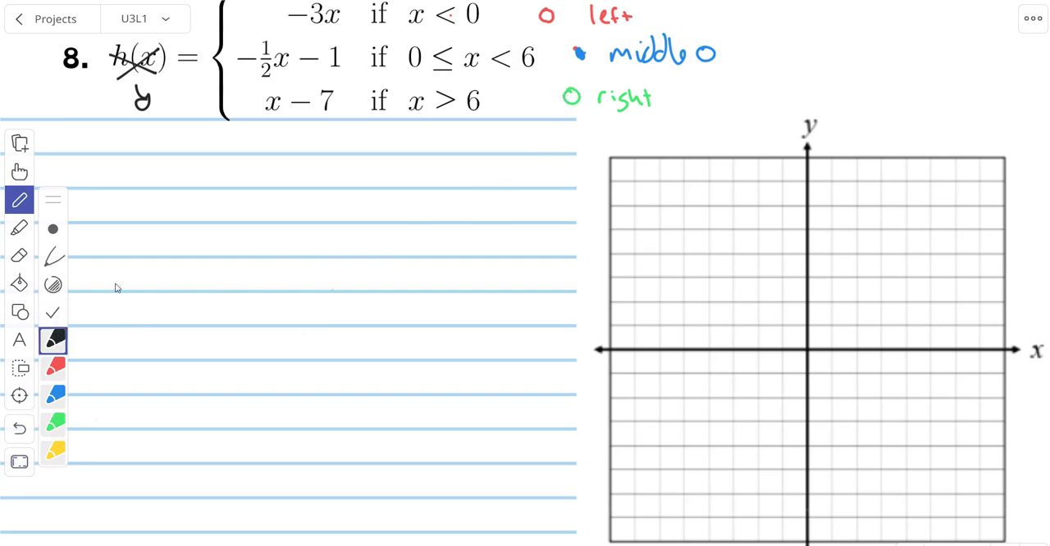And so again, we're going to start the same way we have been. We're going to try to figure out what's happening at each of these crucial points. So at 0, what is our y value? So on my red line, y equals -3x. So when I plug in that 0, y is equal to -3 times my x, which is in this case 0. So y is equal to 0. So I'm at 0, 0 with an open dot.